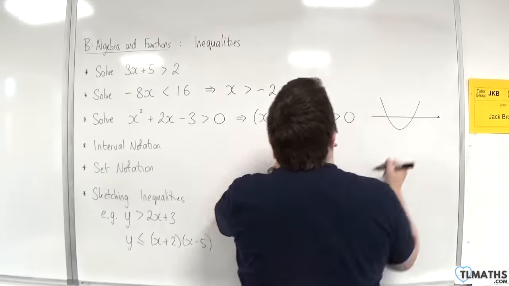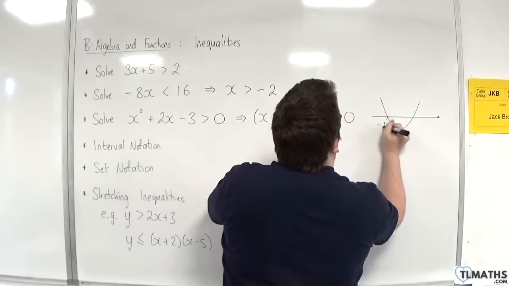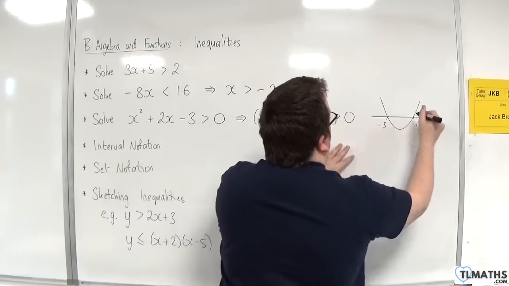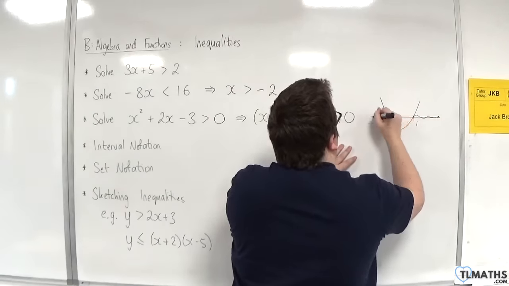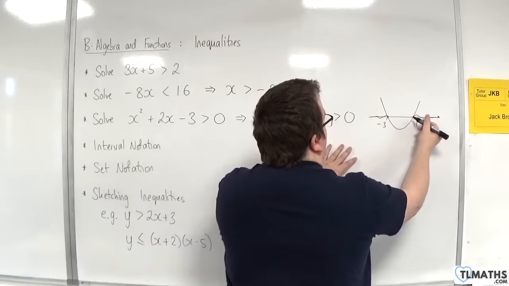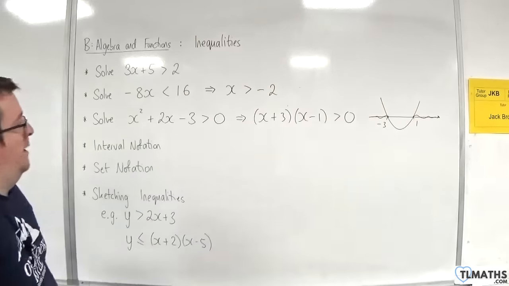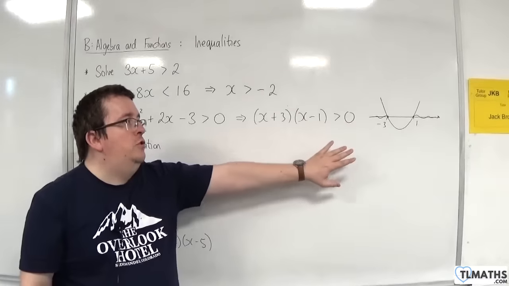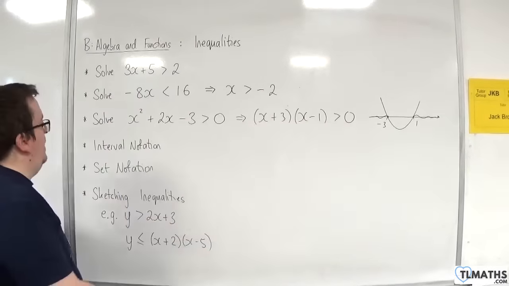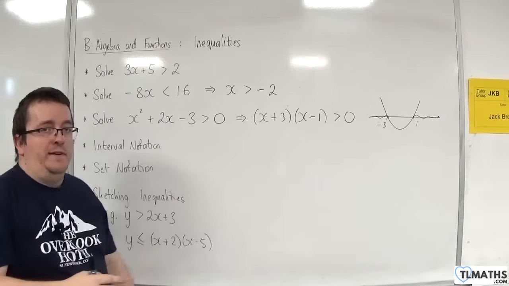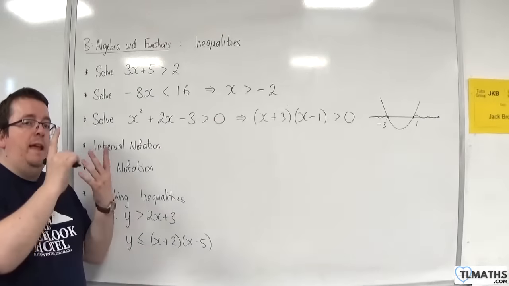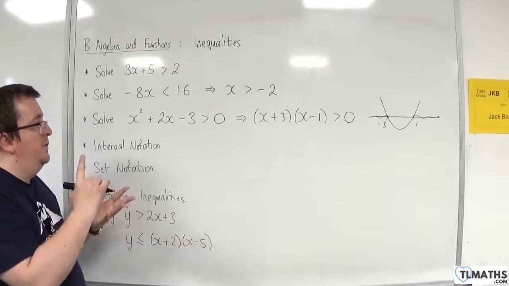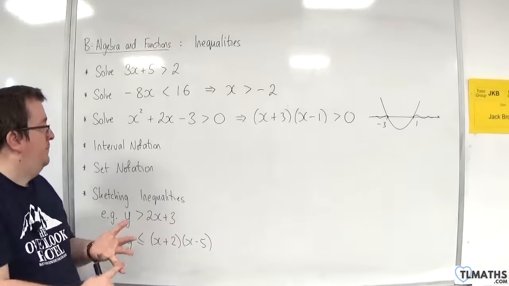So sketch the quadratic with roots at minus 3 and 1. Where is the parabola above the x-axis? It's there and there. So when x is less than minus 3 and when x is greater than 1. Now, I would expect you to write your answer in either interval notation or set notation. Sometimes the question will state which to use, and sometimes it won't, okay?